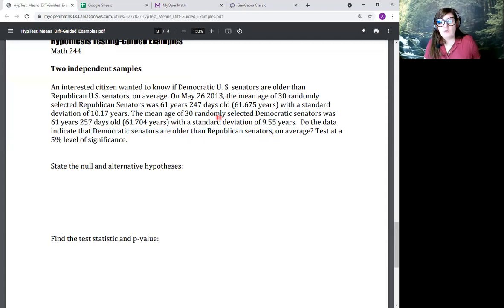Now we can see why they asked that. Well, look, 61.7 versus 61.6. So just this alone, Democrats are slightly older than Republicans in this case. So we want to know, is that true? Does that hold up? Or should we say that's so slight that they're basically the same age? So remember, when you're doing differences, you're asking, is there a difference, yes or no? So you are always going to have your null value be equal to 0.